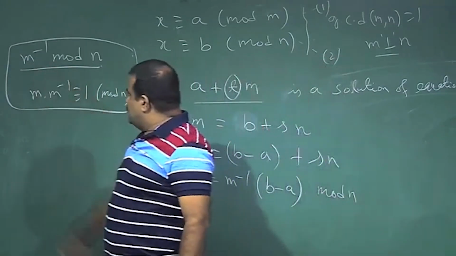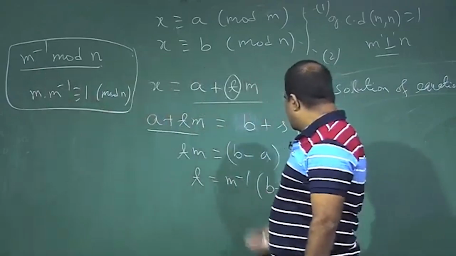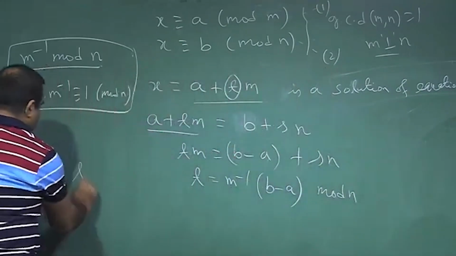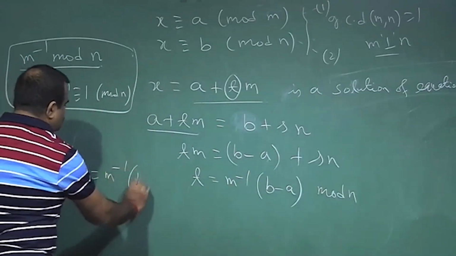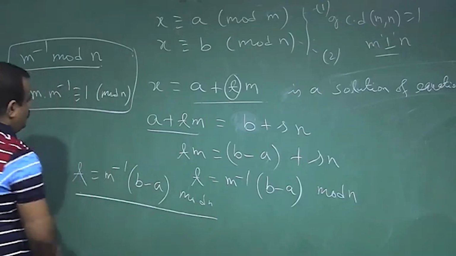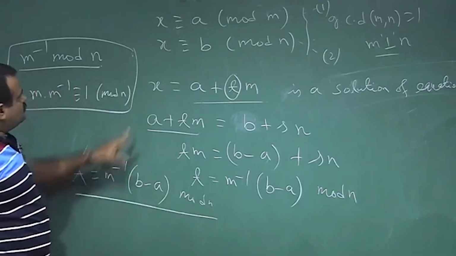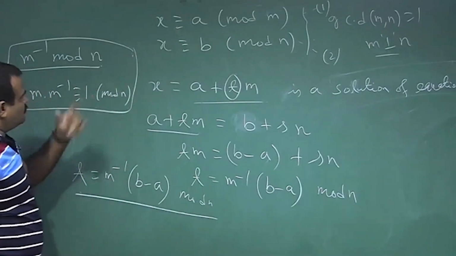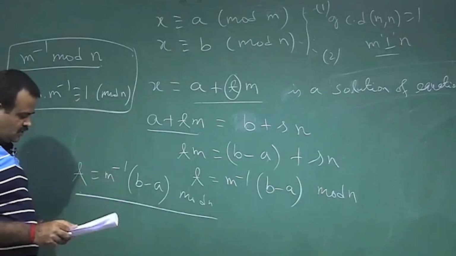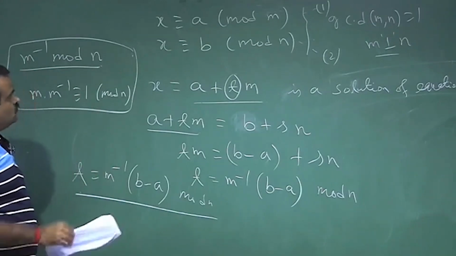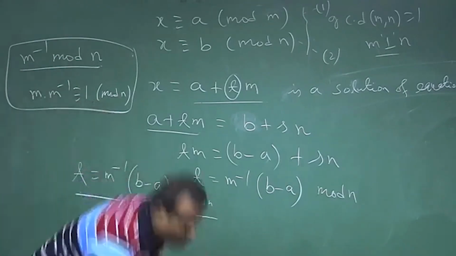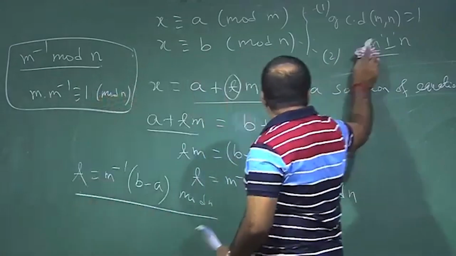This inverse we can calculate by the extended Euclidean algorithm. So, once we have m inverse, we choose t as m inverse times b minus a, obviously mod n. If we choose t like this, then it will also satisfy equation 2. So, then this satisfies both equation 1 and equation 2. Okay. Now, we just calculate this with the previous example.